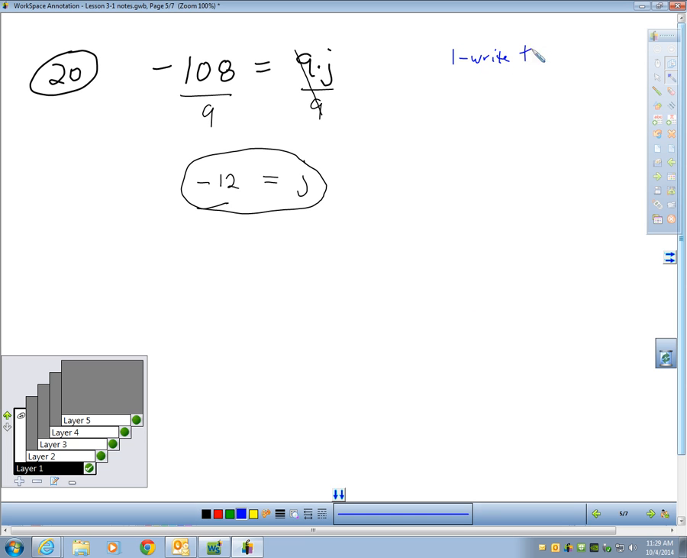I did that. Try to simplify. I did. I can't simplify either side. I tried. Can't. I used the division property of equality.